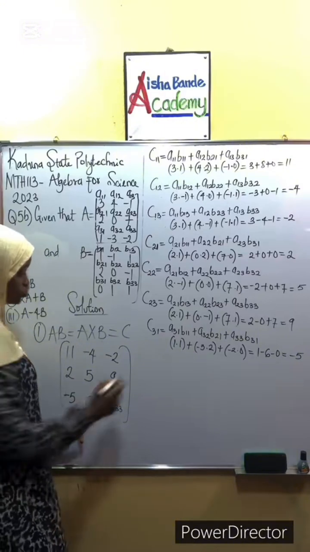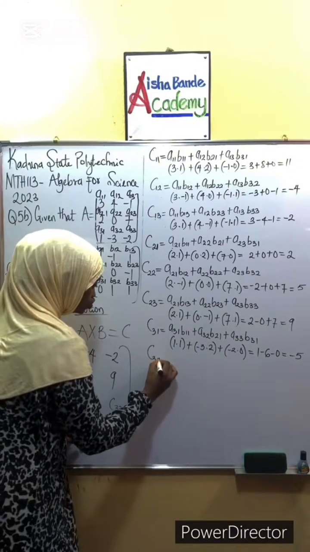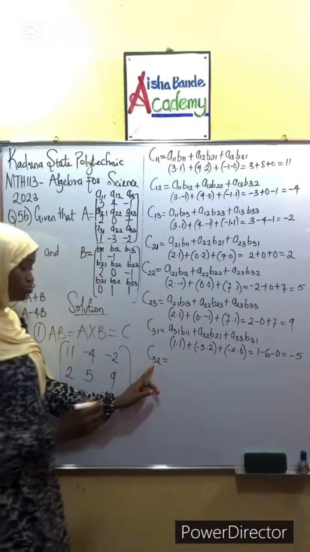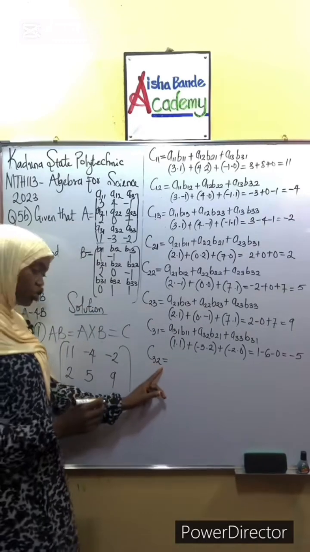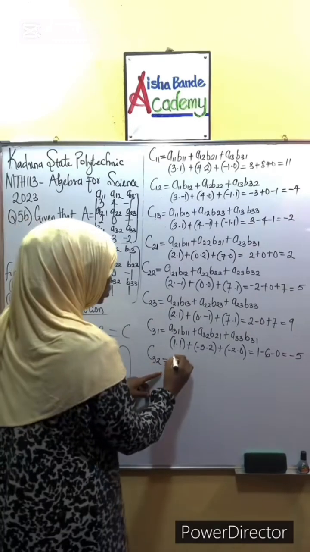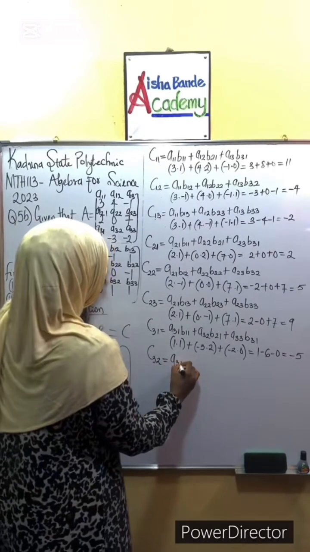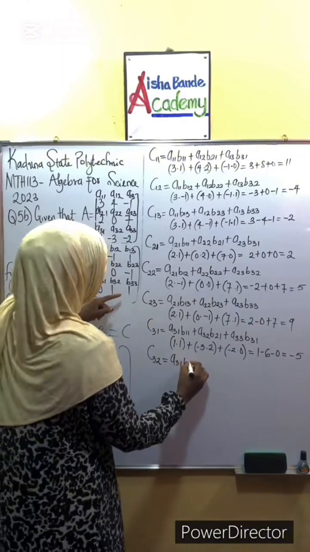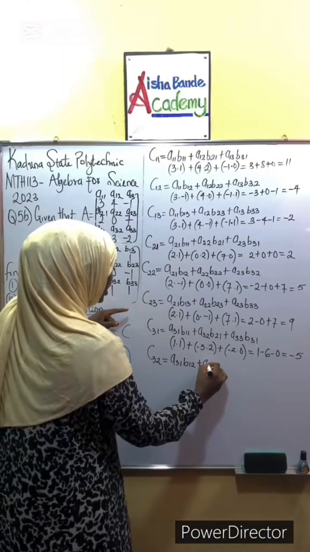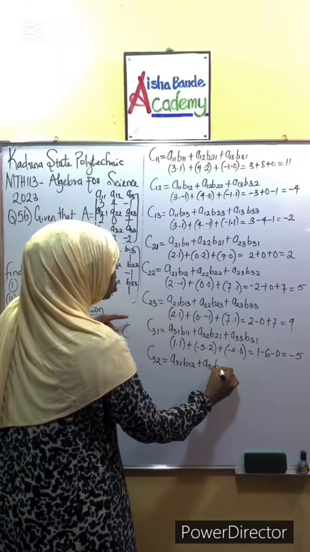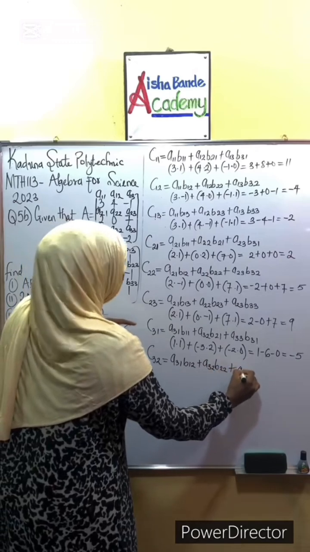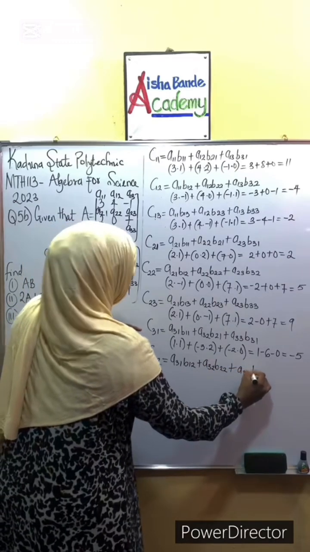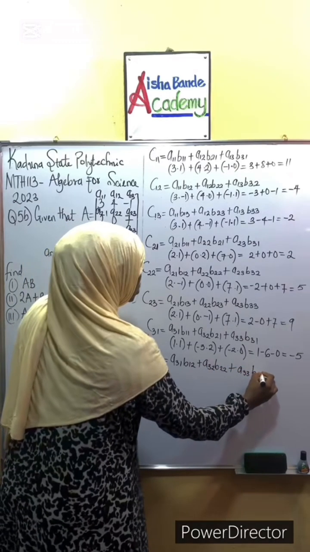So moving on to the next one, which is C32. For C32, it is the third row on matrix A, second column on matrix B. So this is going to be A31, and this is the second column, B12, plus A32 B22, plus A33 B32.